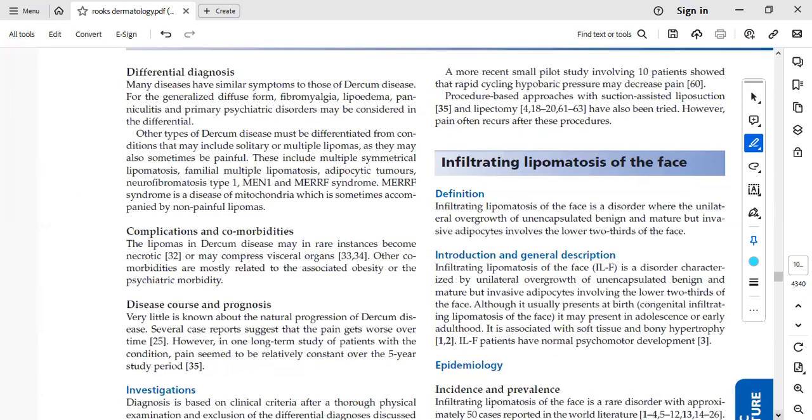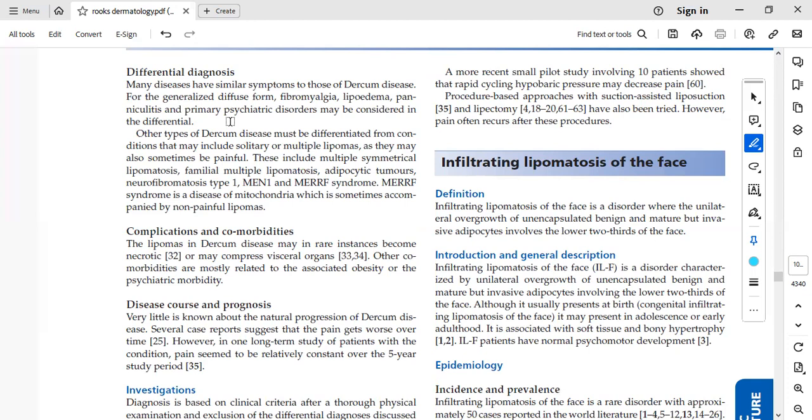The differential diagnosis of Dercum disease. Many diseases have similar symptoms to those of Dercum disease. For the generalized form, fibromyalgia, lipoedema, panniculitis, and primary psychiatric disorders may be considered in the differentials. And other types of Dercum disease must be differentiated from conditions that may include solitary or multiple lipomas, as they may also sometimes be painful. These include multiple symmetrical lipomatosis, familial multiple lipomatosis, adipocytic tumors, neurofibromatosis type 1, MEN1, and MERRF syndrome. MERRF syndrome is a disease of mitochondria which is sometimes accompanied by painful lipoma.